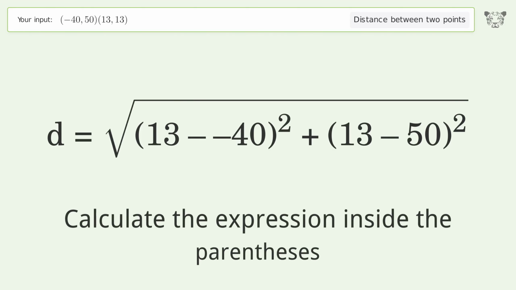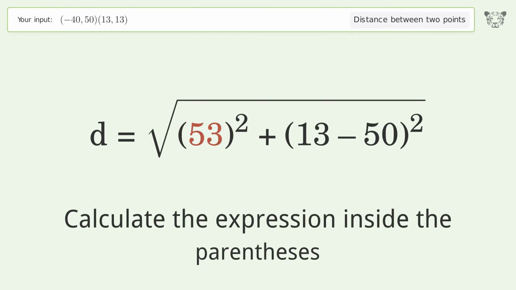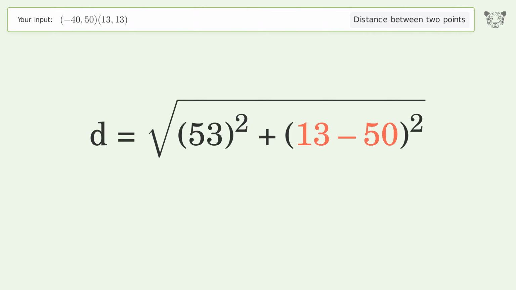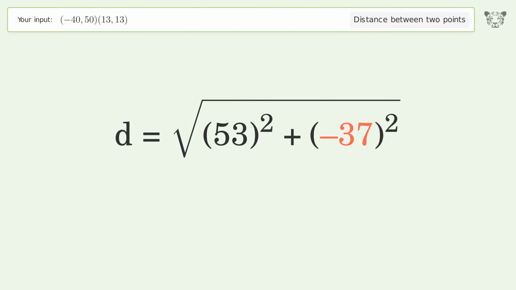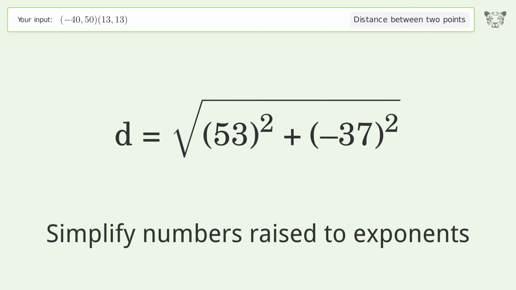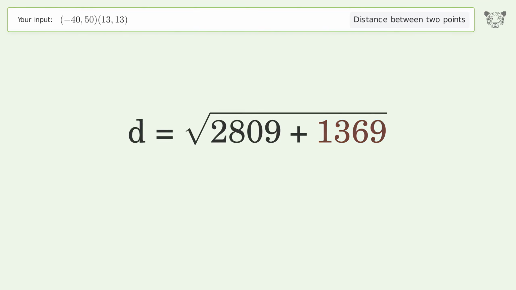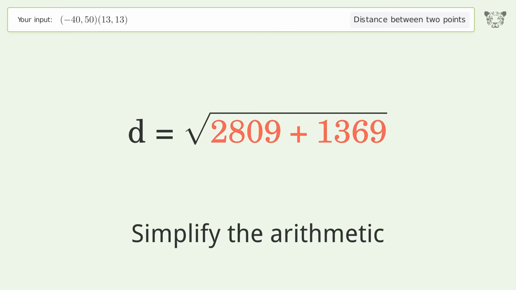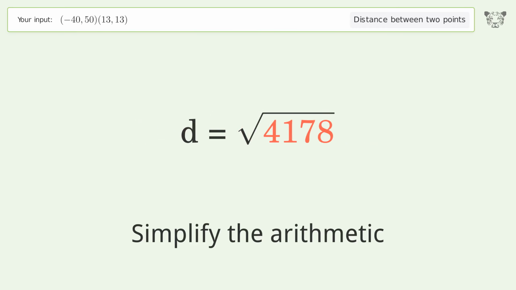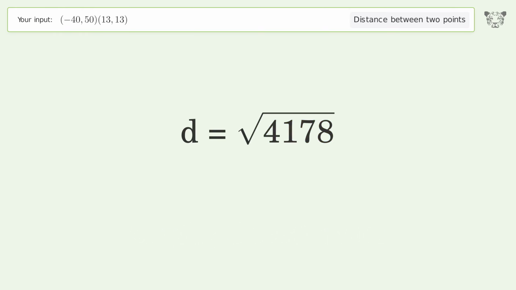Calculate the expression inside the parentheses. Simplify numbers raised to exponents. Simplify the arithmetic. And so the distance between the 2 points is the square root of 4,178, or 64.637.